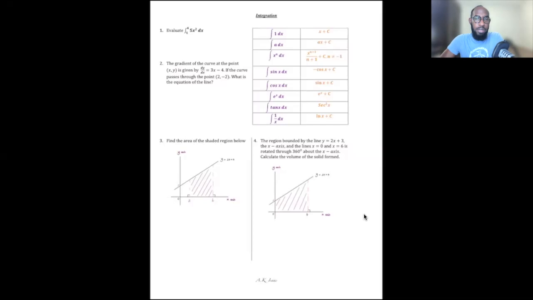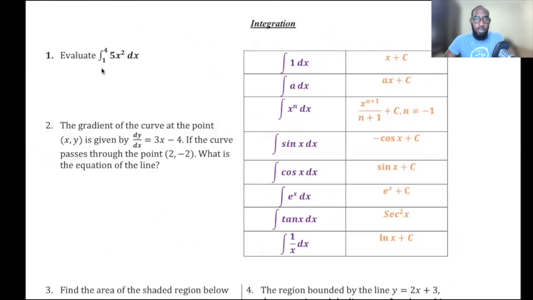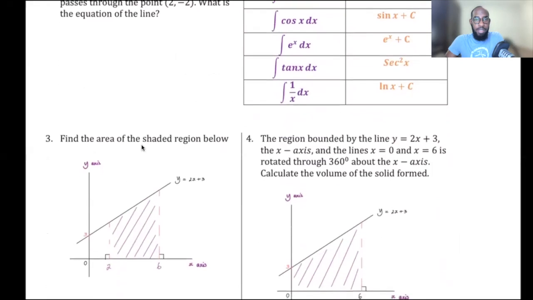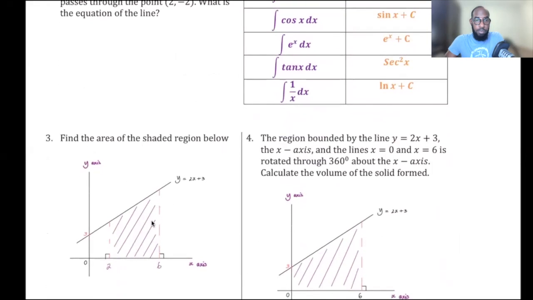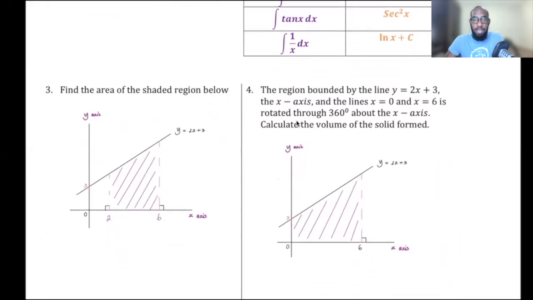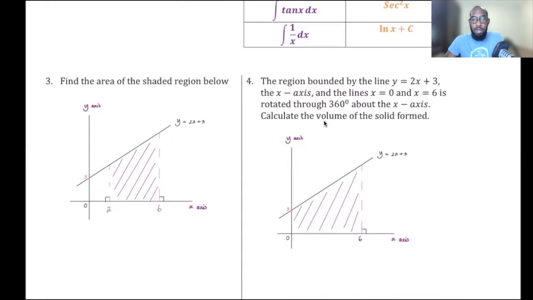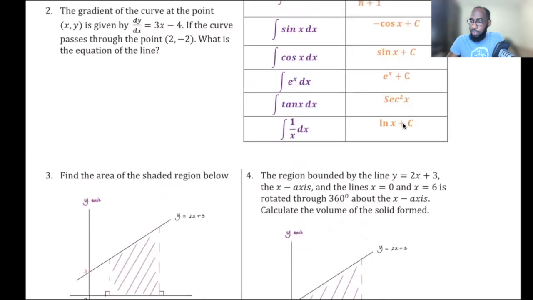We are going to look at more integration questions. We have limits here. We have the gradient, and we have to find out what is the equation of the line. Below here, we have find the area of the shaded region. And here we have to calculate the volume of the solid formed. All right, so let's jump right into it.